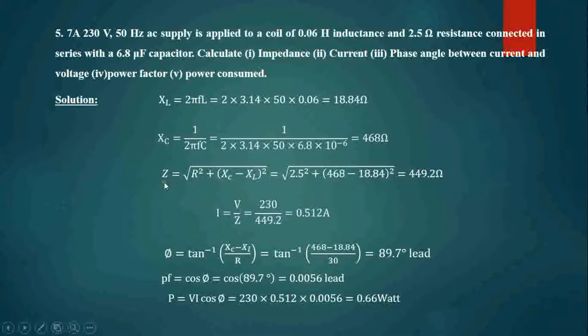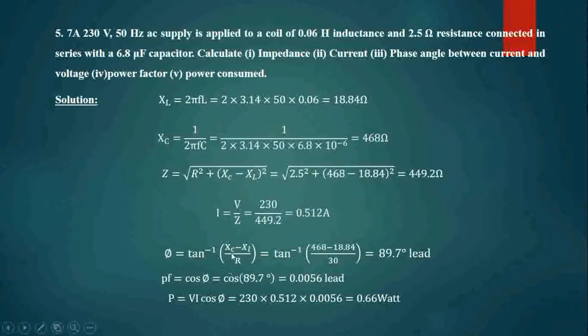Once you find out Z, we can find out the current. I is equal to V by Z. V is equal to 230 volt, the applied voltage has been given as 230 volt, by Z that we just now calculated. We'll get current as 0.512 amps.